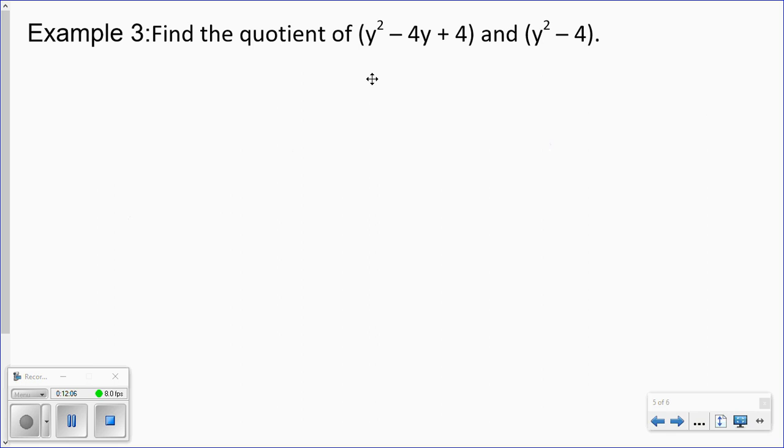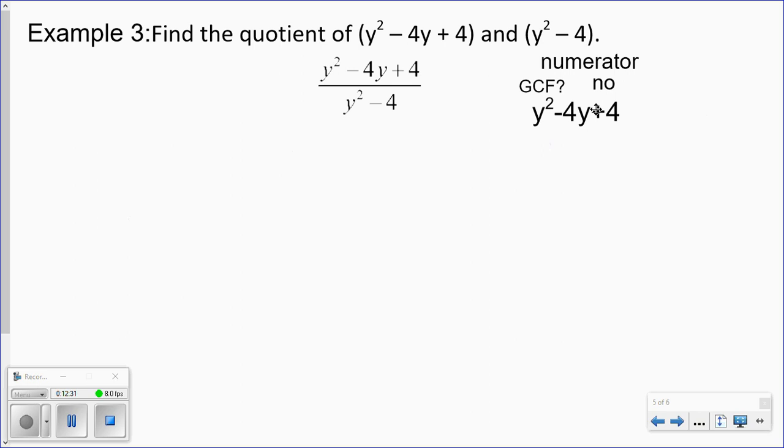So I'm just going to write it so it looks like a fraction, so it's a little bit easier. So I have y squared minus 4y plus 4, and y squared minus 4 on the bottom. So I'm going to start with the numerator. I look for a GCF. I don't see one. I know I see a bunch of 4's and a bunch of y's, but nothing that's common for all three. So I'm just going to go ahead and make my magic X.